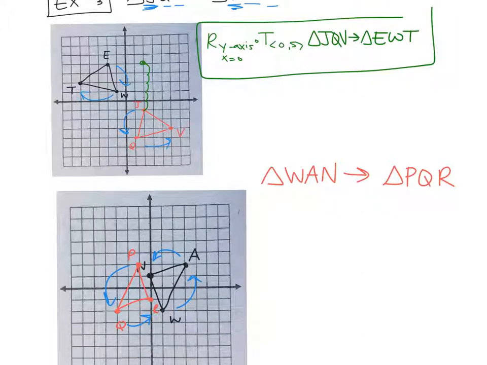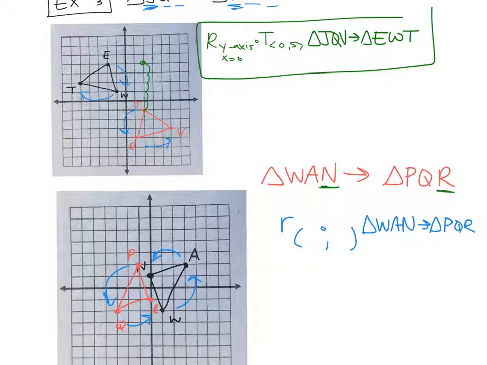Okay, now here's the question. What is the rotation? What are you rotating around and how many degrees, right? Because when we write a rotation, it looks like this. Some number of degrees around some point of triangle WAN becomes triangle PQR. Can anyone tell me the point it's rotating around? The tricky part about this is don't try to think of the whole triangle. Pick one point that corresponds.